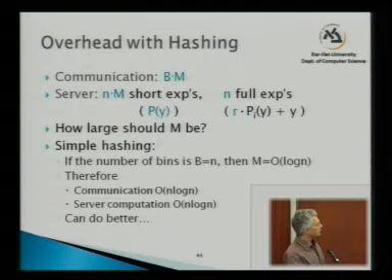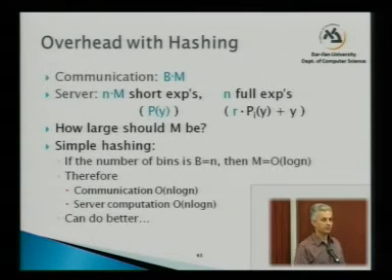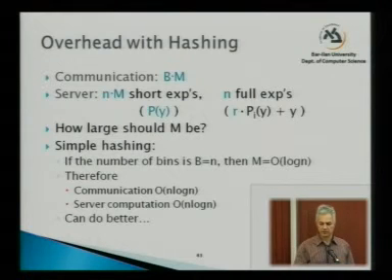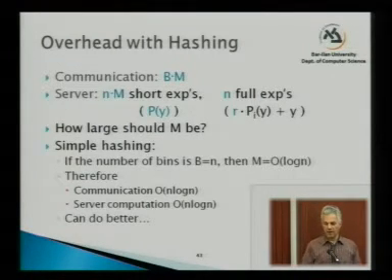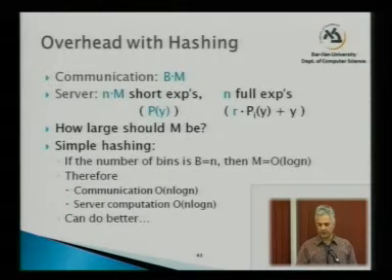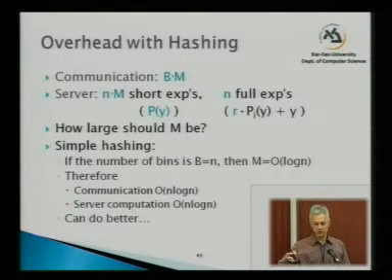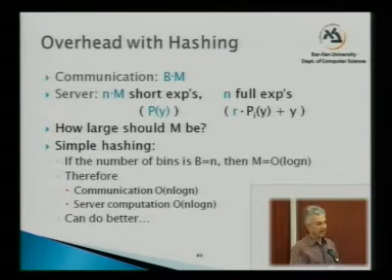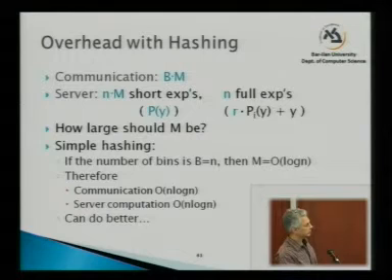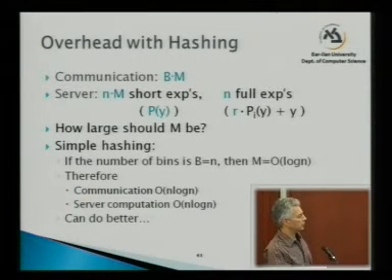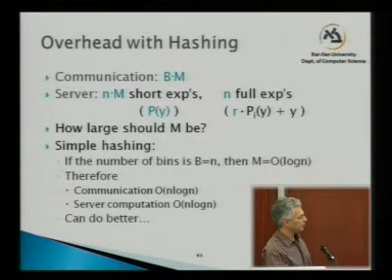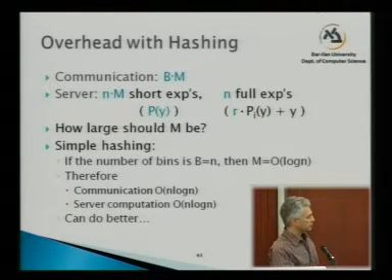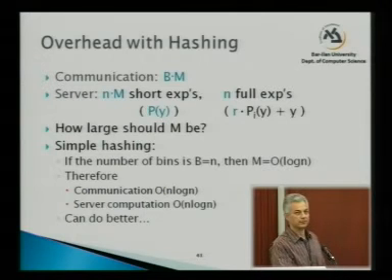And the work of the server is, for each of its items, it has to evaluate a polynomial of degree m, which is the bound on the number of items that fall into a bin. So how large should m be? If you just throw n items into n bins, it's known that m is something like log n. Therefore, the communication is increased to order of n times log n instead of order of n, but the computation of the server is reduced to n times log n.